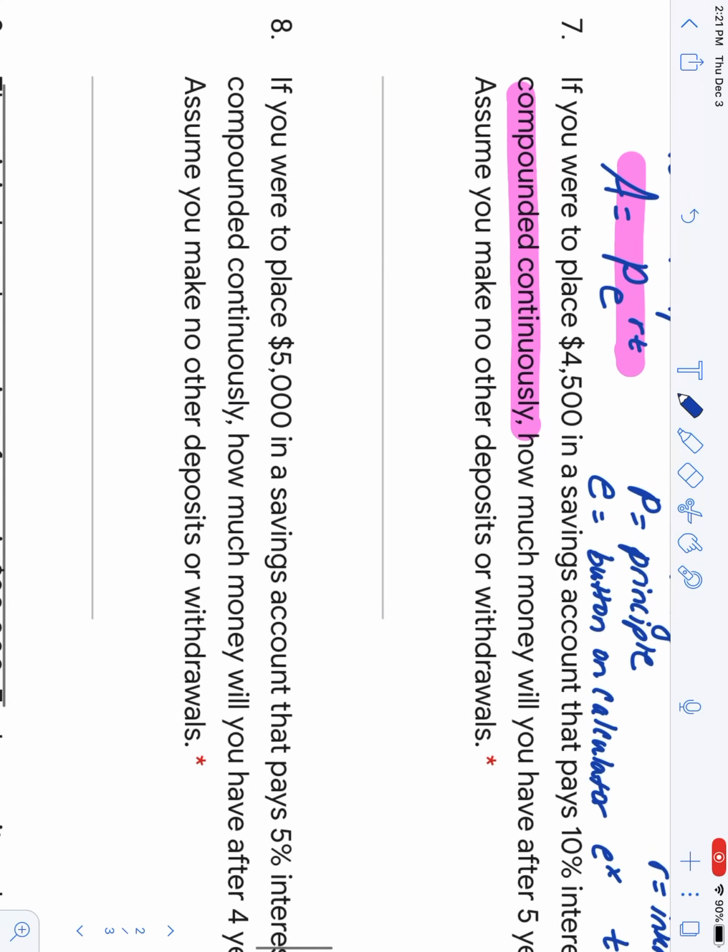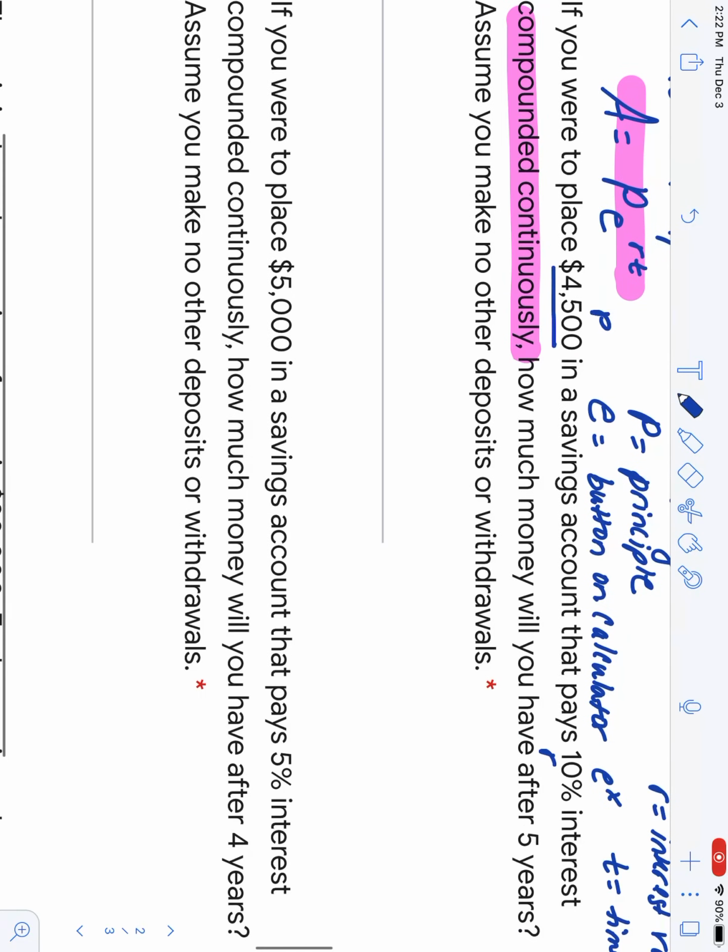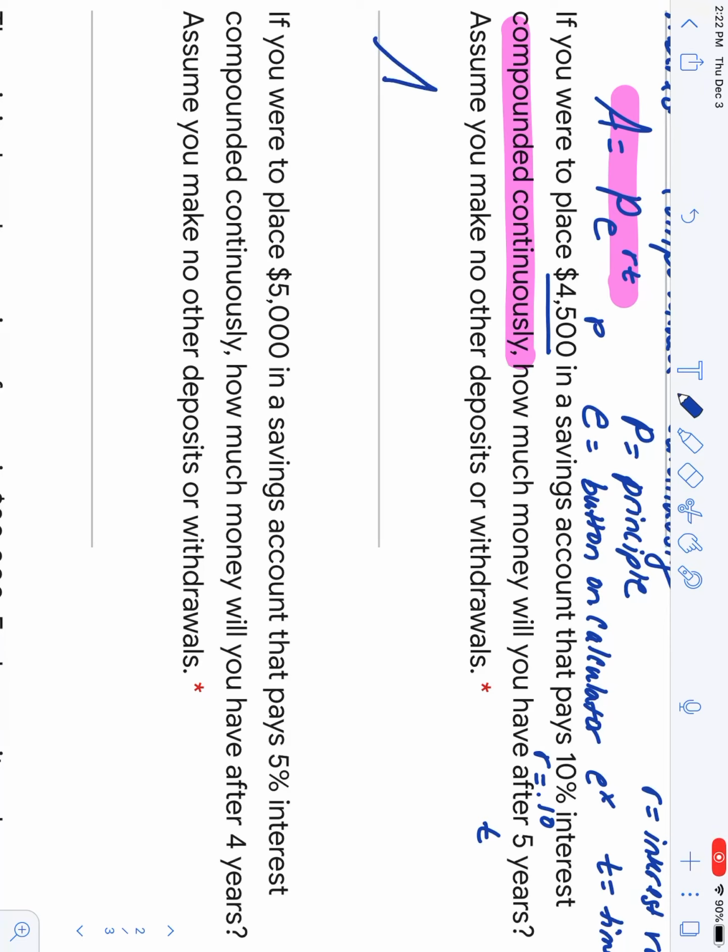Well, I know that P is 4,500. I know that r is not 10, it is 0.10 or 0.1, and t is going to be 5. We're looking for A. So let's plug it in. A equals 4,500 times e to the 0.10 times 5 power. Now, it's a bummer that I'm not here because I really want to show you how to use this on your calculator.